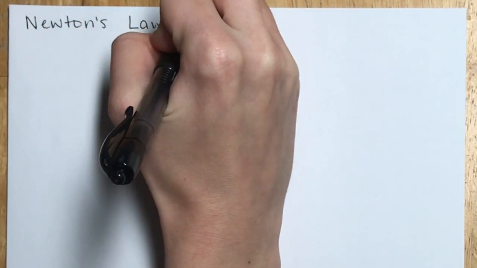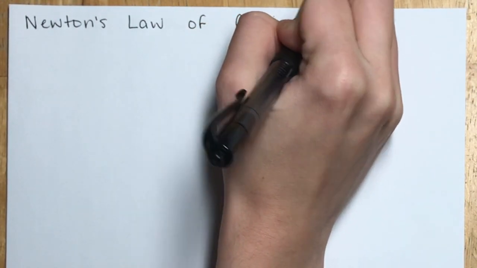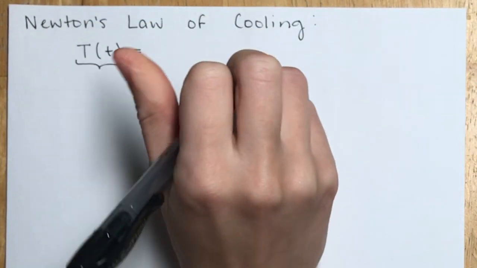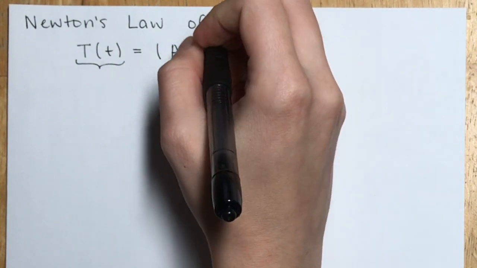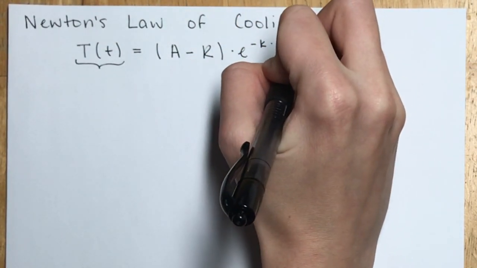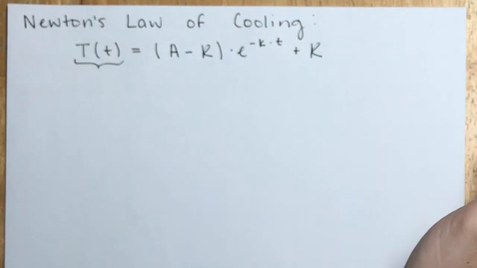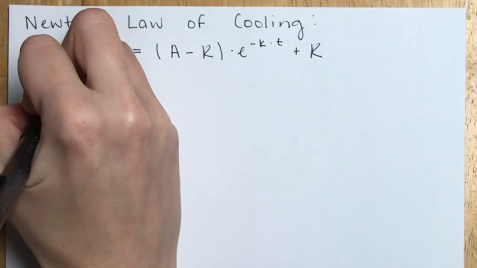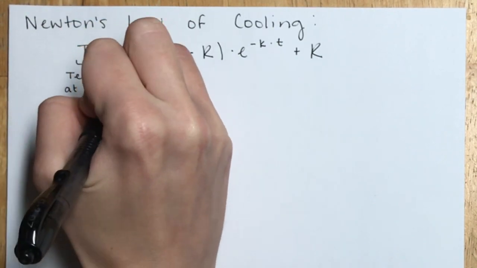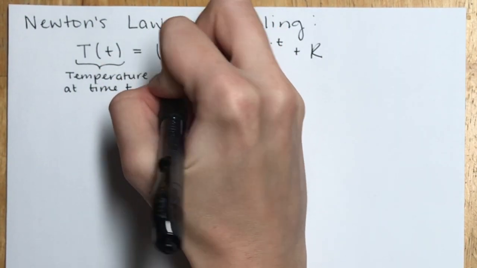One last situation where we're going to see continuous growth is Newton's law of cooling. I'm just going to write out the whole thing really quick and then talk about what everything means. So Newton's law of cooling. We have big T of little t, and that's going to represent temperature at time t. A here is our initial temperature.